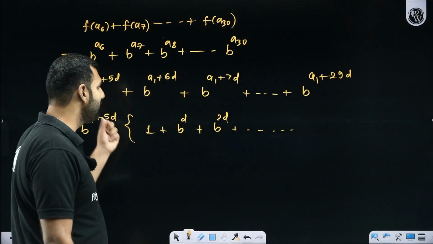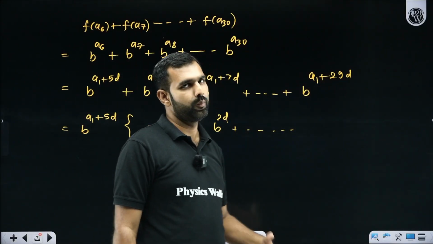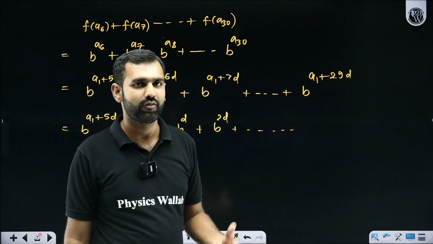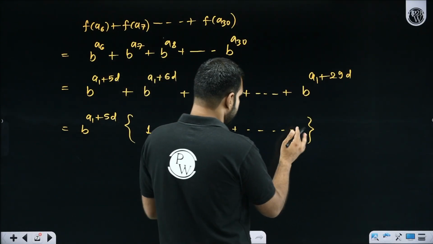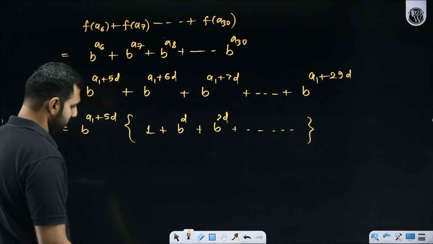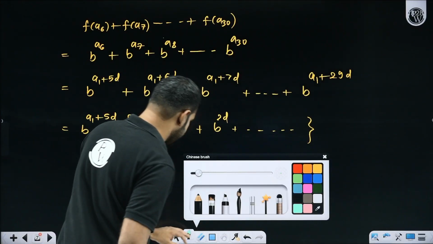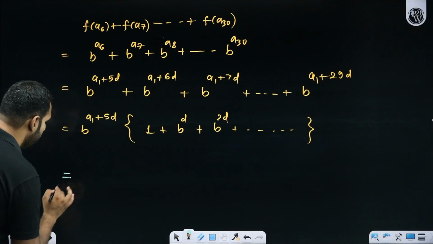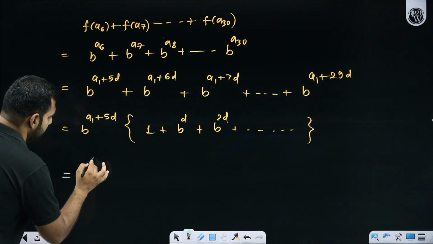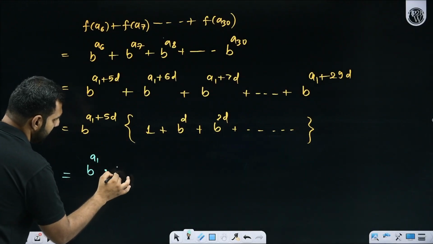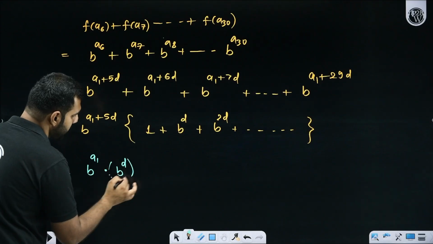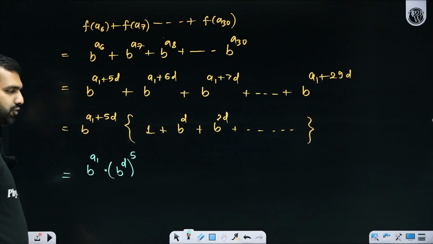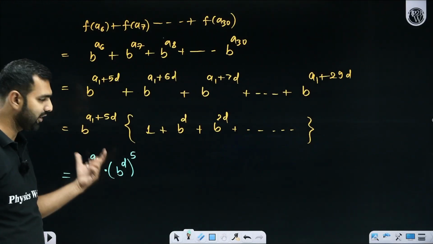So if you have taken 5d common, you subtract 5 from 29 and then write the next term, but you don't have to do it. These are how many terms? So they are 25 terms, and they are again in GP. So if they are again in GP, do we not know how to find the sum? So it is b to the power a1 plus 5d. So can I write it as b to the power a1 into b to the power 5d, and b to the power 5d can I write as b to the power d whole raised to the power 5. Everyone comfortable with the simplification of this?